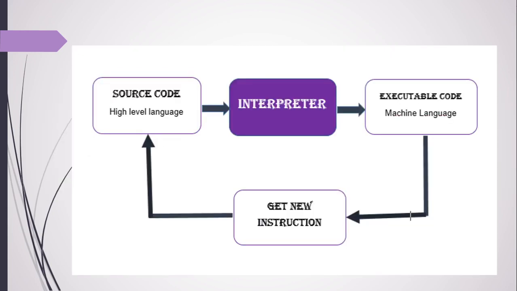On the other hand, we have the interpreter. We have source code in a high-level language. The interpreter converts it into the executable code, which is machine language, but a single line, a single statement at a time. Then it gets the new instruction and the same procedure goes on.